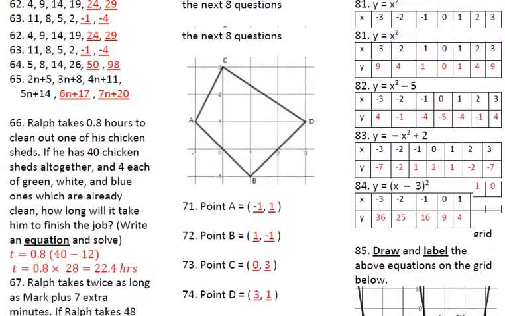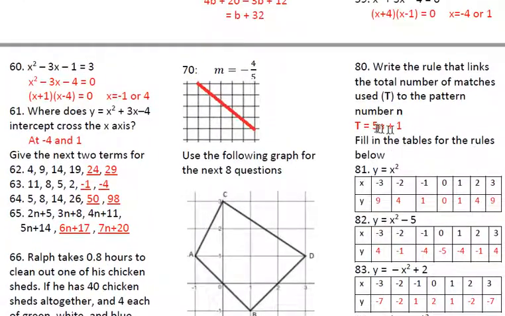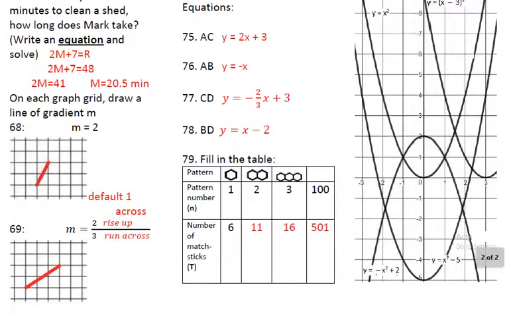Now we're given that it's going to be t equals something. The formula that we need in order to work out the number of matches t used when we're given a number of hexagons, which is n. n is the pattern number, the number of hexagons, and t will tell us how many matches we need for that number of hexagons. Alright, so let's have a look.